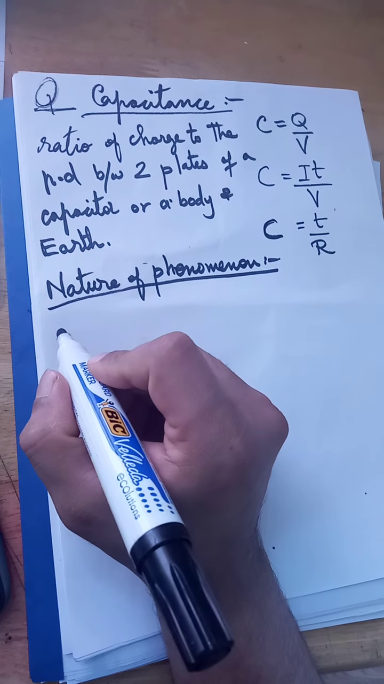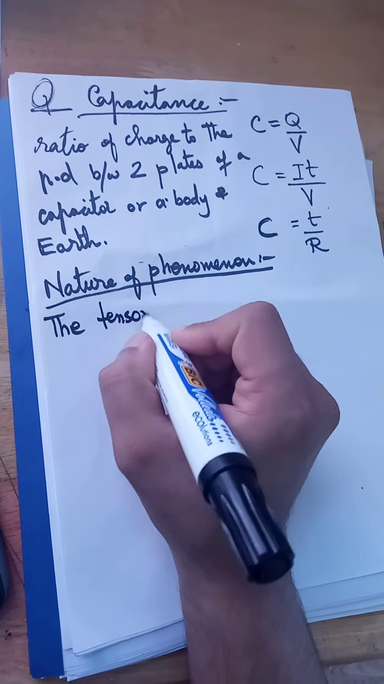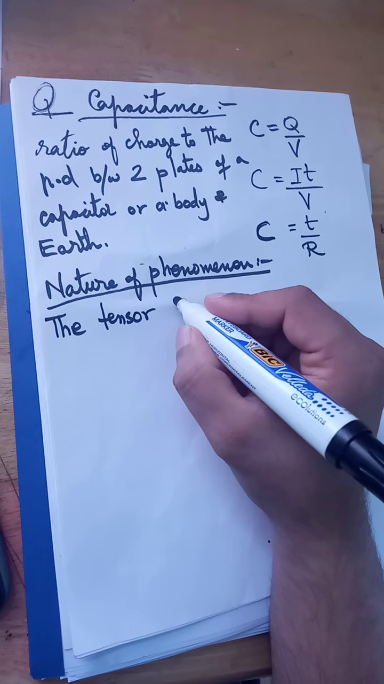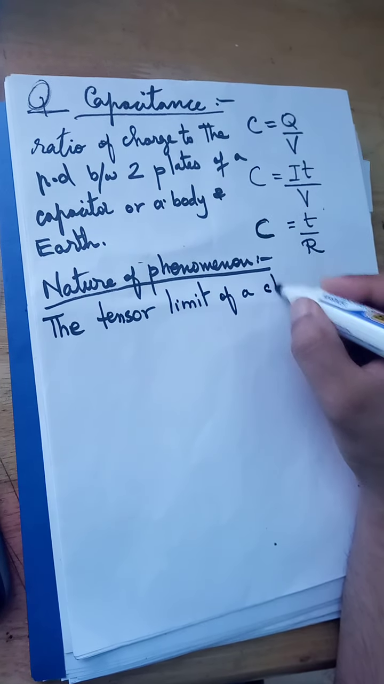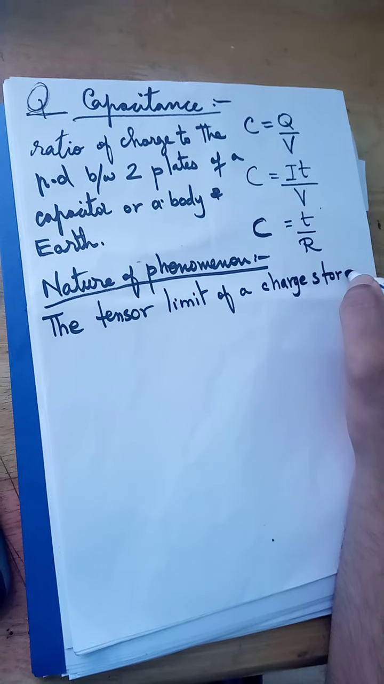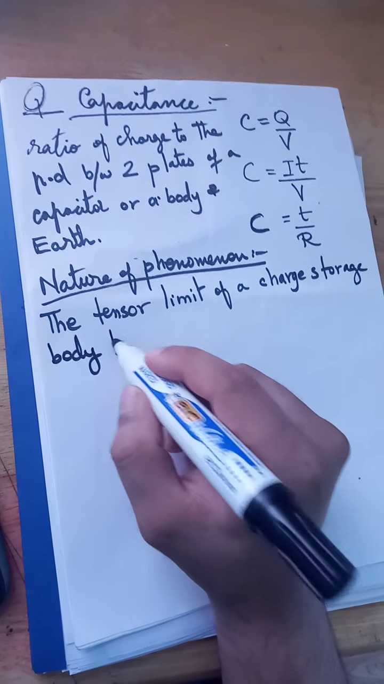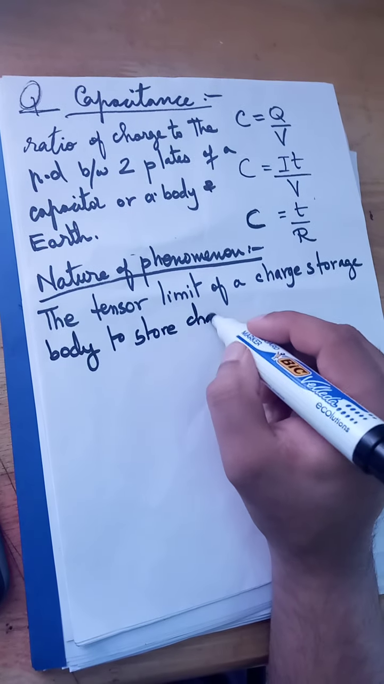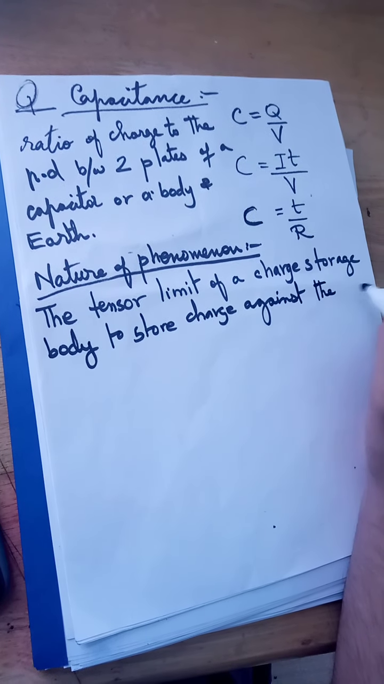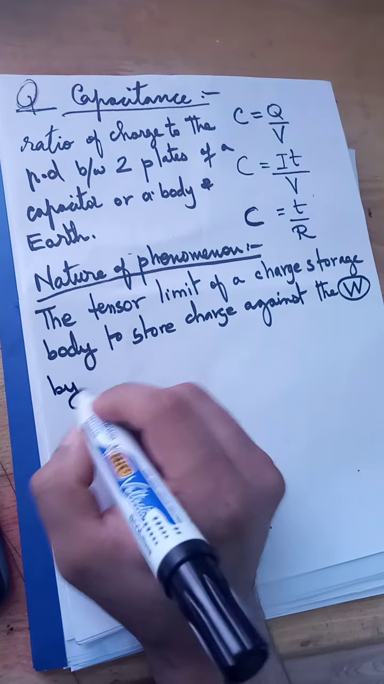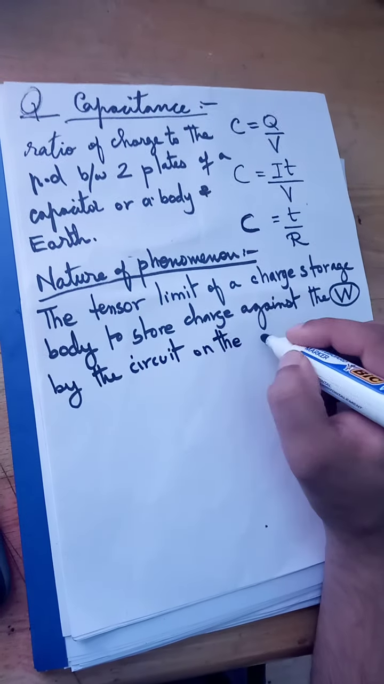Capacitance is the ability, the tensor limit, of a charge storage body, be it a capacitor of any kind, to store charge against the work done by the circuit on the charge.